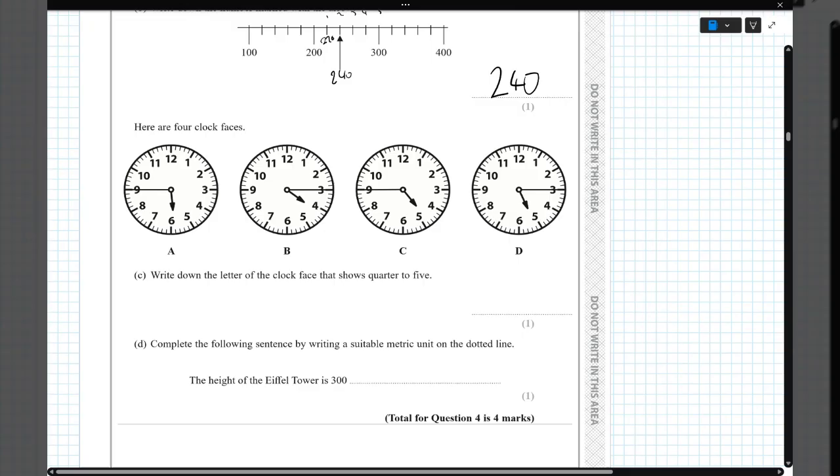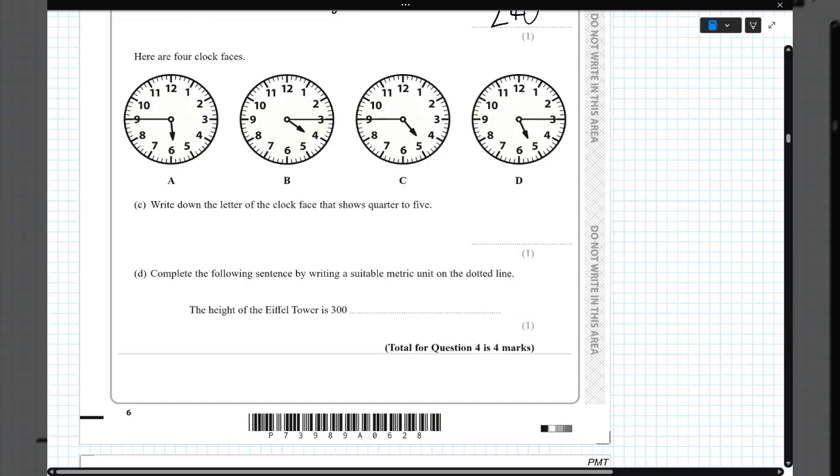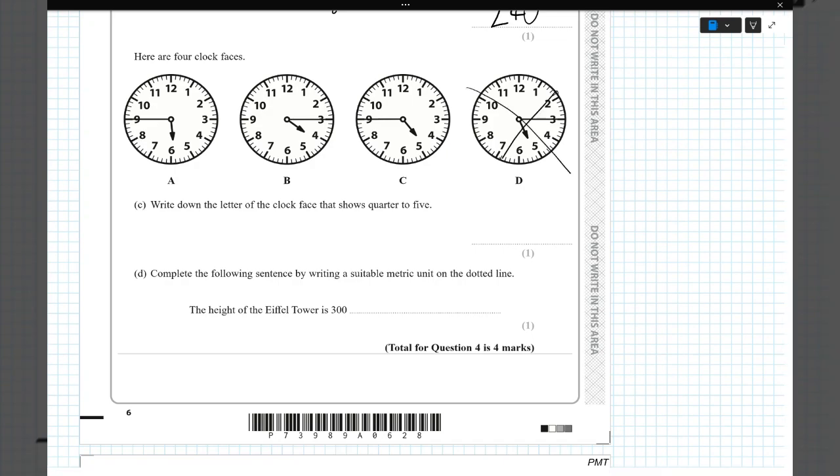Here are 4 clock faces. Write down the letter of the clock face that shows 4:45. Well, that one's quarter past. That one's quarter past 4. That one, it's past 5 there. So this is actually 5:45, and this is the one we want. So it's C.